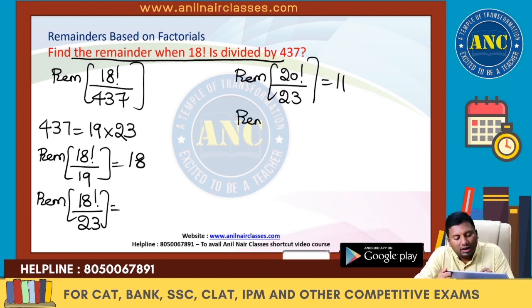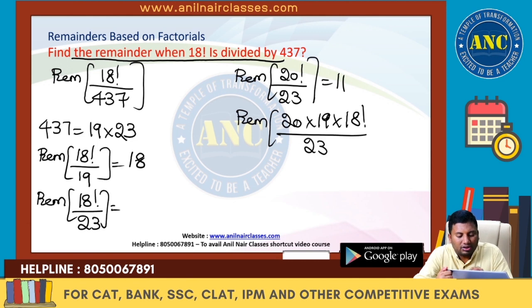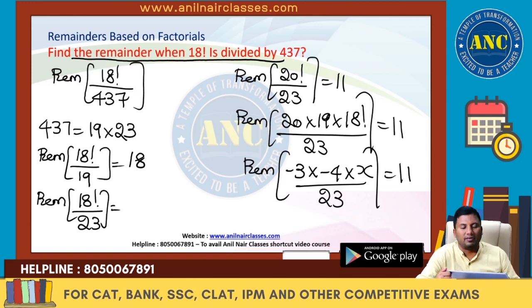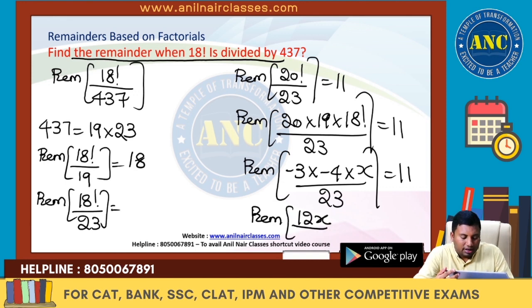20 factorial is 20 into 19 into 18 factorial divided by 23, it is 11. 20 divided by 23 is minus 3, 19 is minus 4. 18 factorial divided by 23 is x. When I further divide by 23, the remainder is 11. Minus into minus is plus, remainder 1. 12x divided by 23 is nothing but 11.